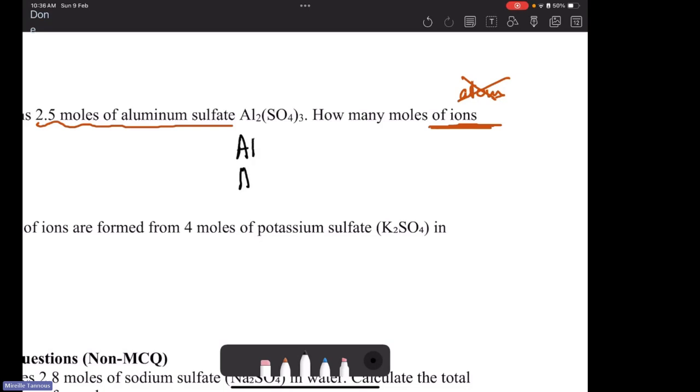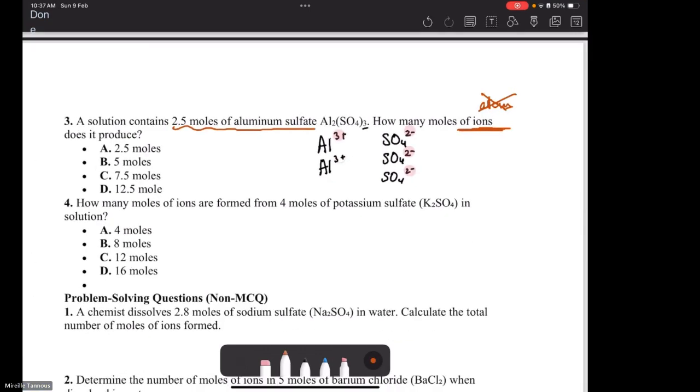I have 2 aluminum 3 plus versus 3 SO4 2 minus. When you work the charges, you will understand the formula. 3 plus twice, that's a 6 plus, versus 6 minus. So the atomicity of ions in here is 2 positive ions and 3 negative ions. So atomicity is 5. So here I have 2.5 times 5 ions. It is D.